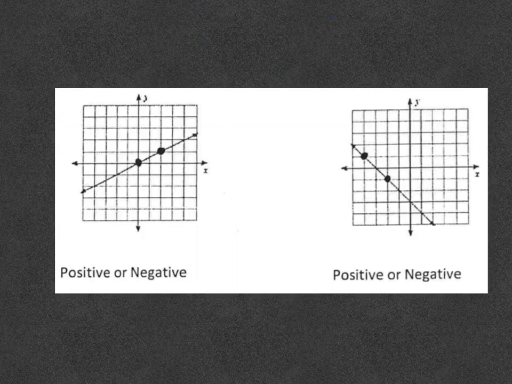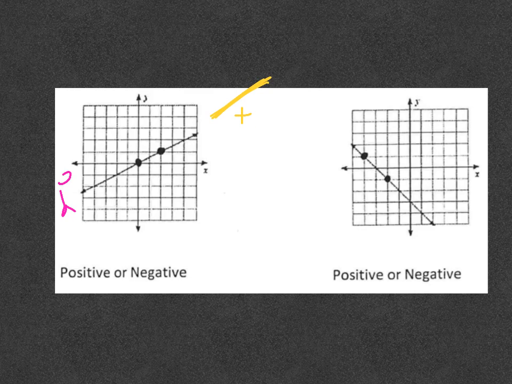All right, here's two examples. The first one, when you look at this line, it is going this direction. So in my Slope Man, that was positive. Or if you want, you could draw a little guy standing over here.